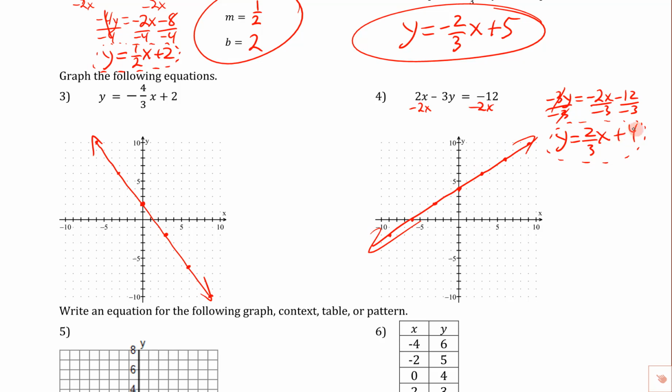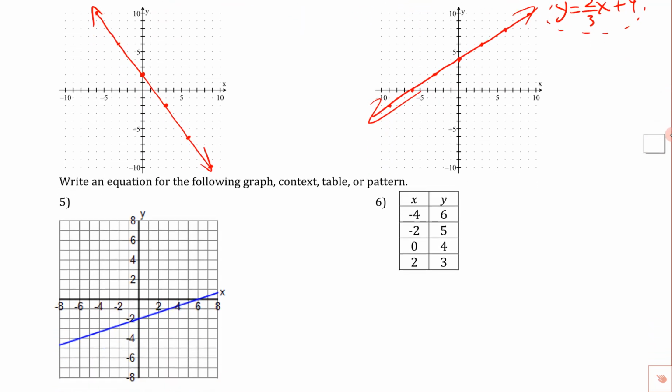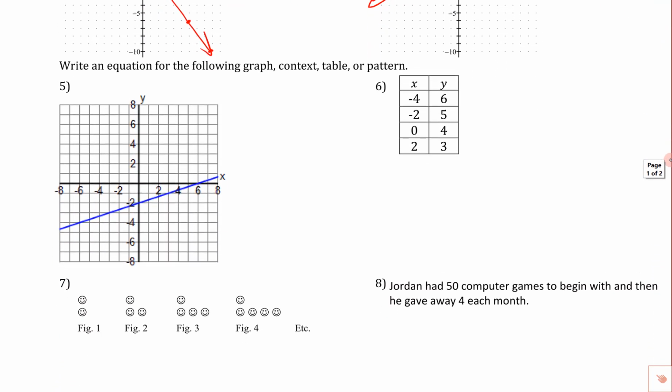Really easy to tell that this one crosses at 4 and has a slope of positive 2/3 because it's not very steep. This one crosses at positive 2 and has a negative slope that's pretty steep, negative 4/3, a little steeper than that slope of negative 1 that is that perfect 45 down from left to right.